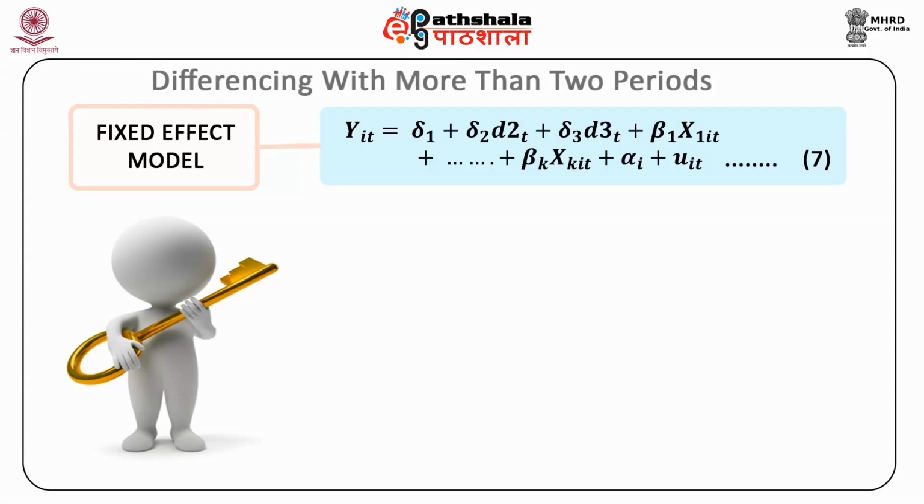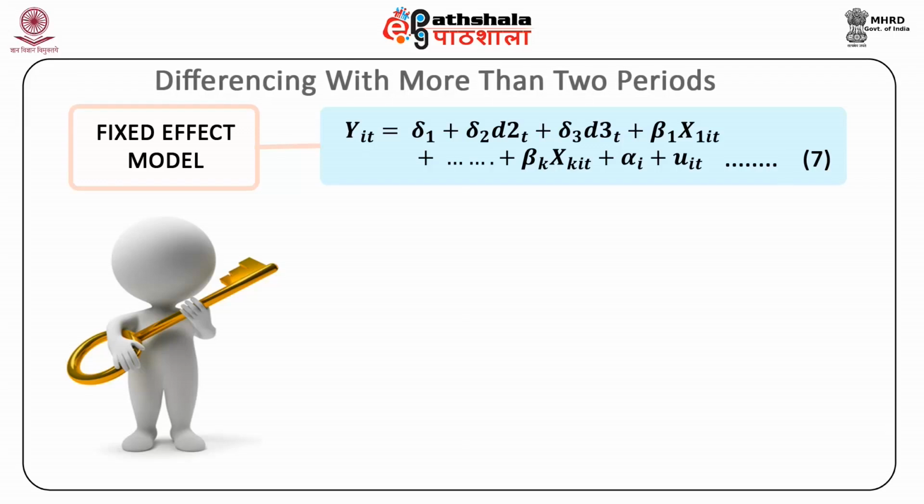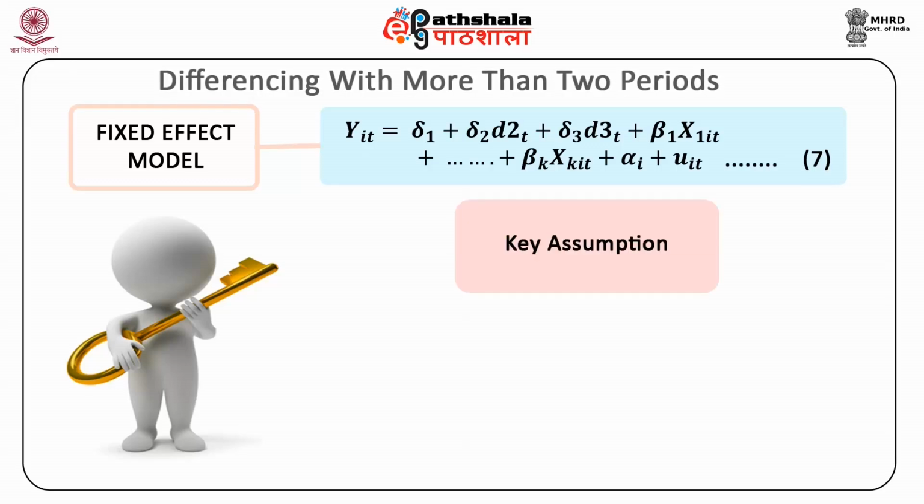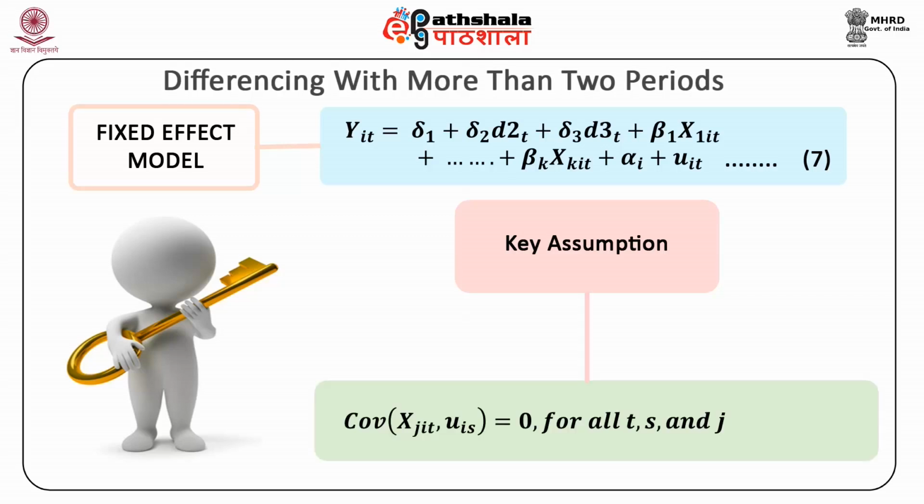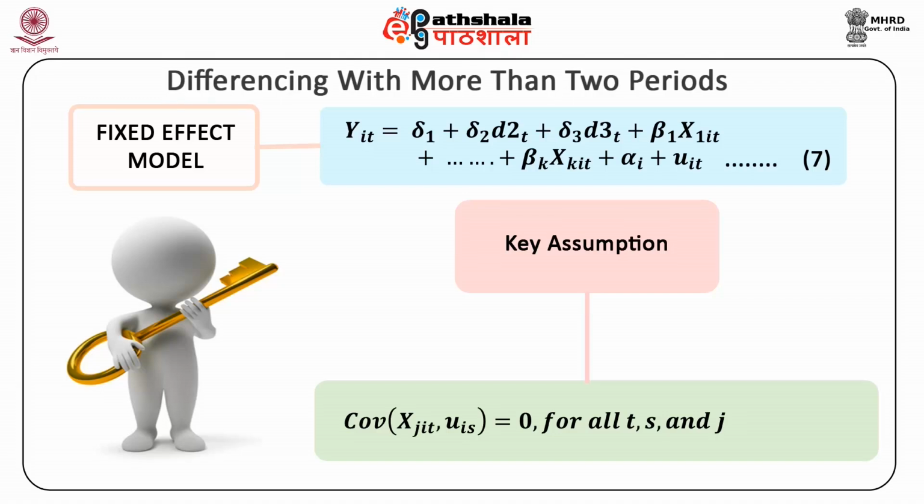If the unobserved effect alpha i is correlated with any of the explanatory variables, then using pooled OLS on the 3 years of the data results in biased and inconsistent estimators. The key assumption here is that the idiosyncratic errors are uncorrelated with the explanatory variable in each time period. In other words, covariance between x_jit and u_is is equal to 0 for all t, s and j. This is our equation 8.